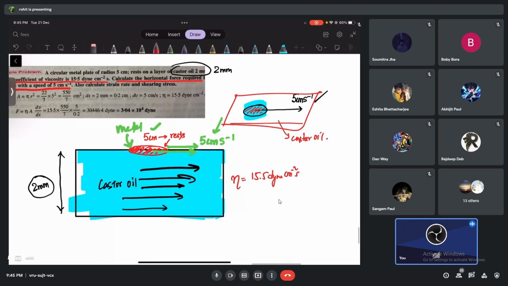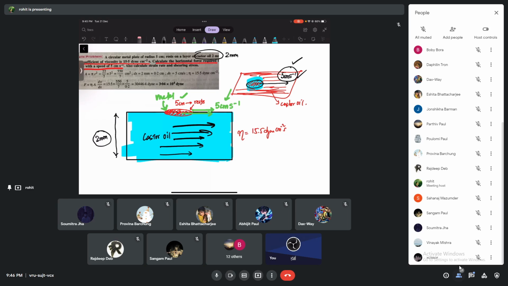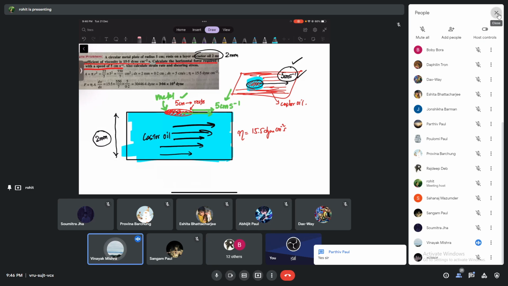So what should be the speed of this topmost layer, guys? 5 centimeter per second. Is this point clear with all of you? Only this point. Other things, don't worry about right now. Abhijit, Paul, did you understand? Yes, sir. Vinayak, did you understand? Yes, sir.